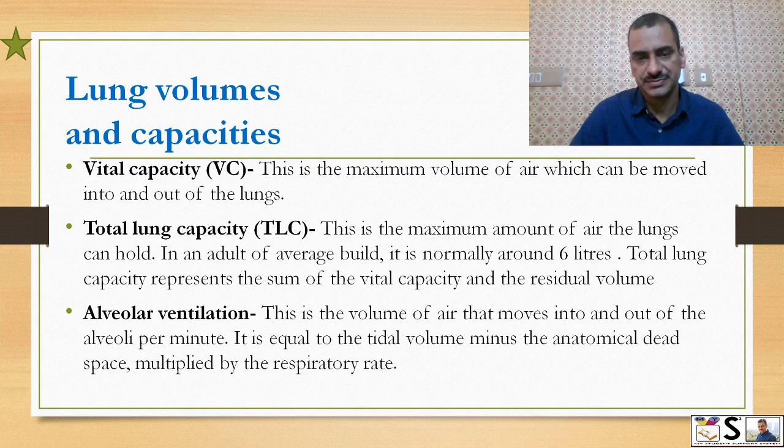Vital capacity. This is the maximum volume of air which can be moved into or out of the lungs. Total lung capacity. This is the maximum amount of air the lung can hold. In an adult of average build, it is normally around 6 liters. Total lung capacity represents the sum of vital capacity and residual volume.